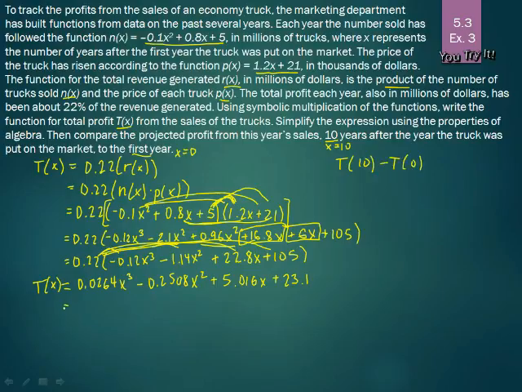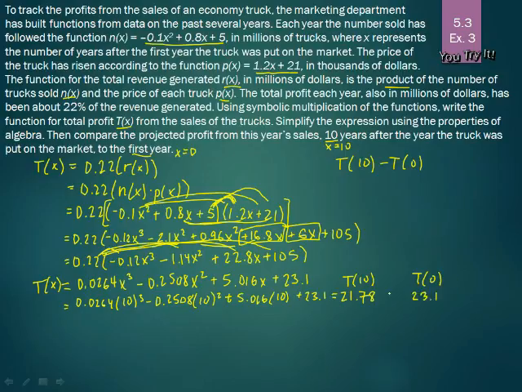Plugging in t of 10, we get this equation here, and we can type that all into the calculator, which gives us 21 and 78 hundredths. Plugging in t of 0 is a little bit simpler. All of these terms, if we plug in 0, will just end up being 0, except for the 23 and 1/10 on the end. So t of 0 will just equal 23 and 1/10. Subtracting those, we get negative 1 and 32 hundredths.